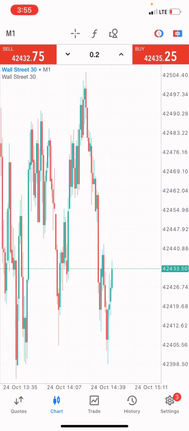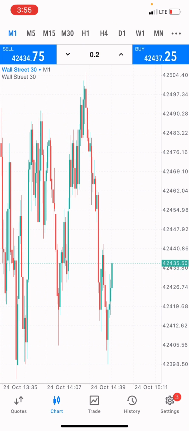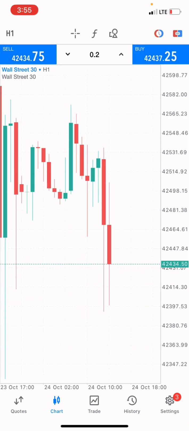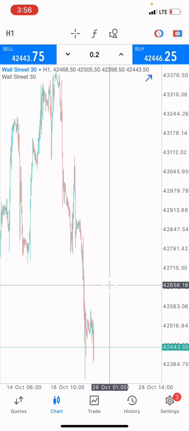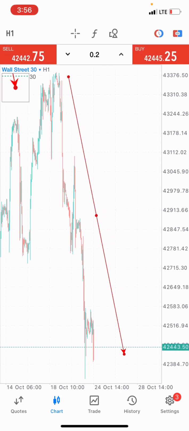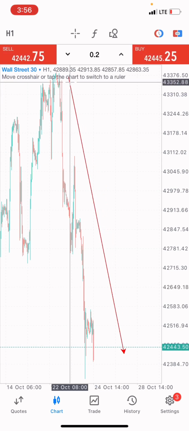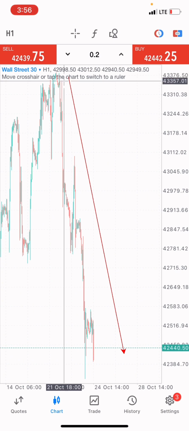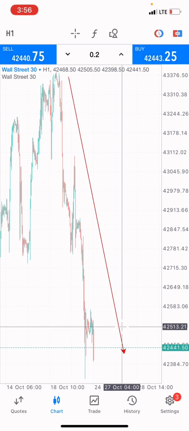Now we can see that this market is buying. This market is going to buy for a certain amount of time. Let's go over to the 1 hour time frame and check our entry. From this point towards this point right here, the market has sold from here to this point. Now the market is going to buy.